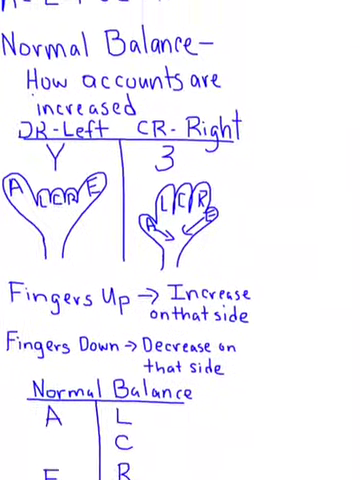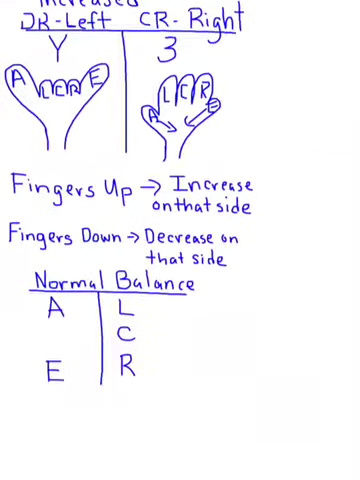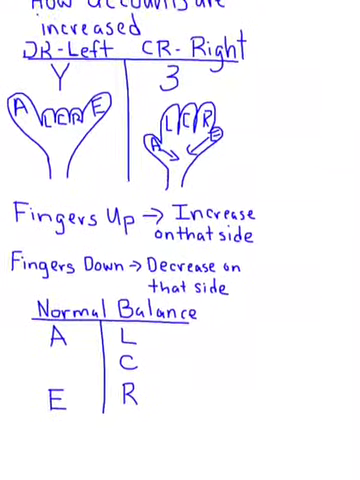So this is one way of trying to remember what increases and what decreases by using this finger trick of Y3. In looking at it, what you will see is that as far as your accounts go in your normal balances, which again is how we increase them, assets and expenses will have a normal balance on the left side as a debit. Liabilities, capital, and revenue will have a normal balance on the right side as a credit.